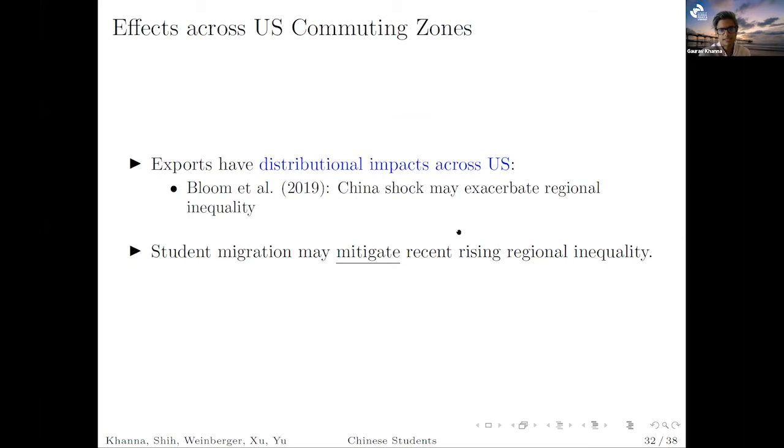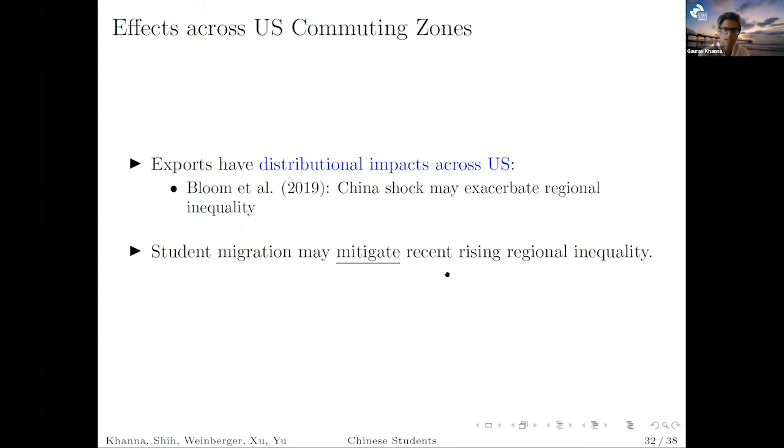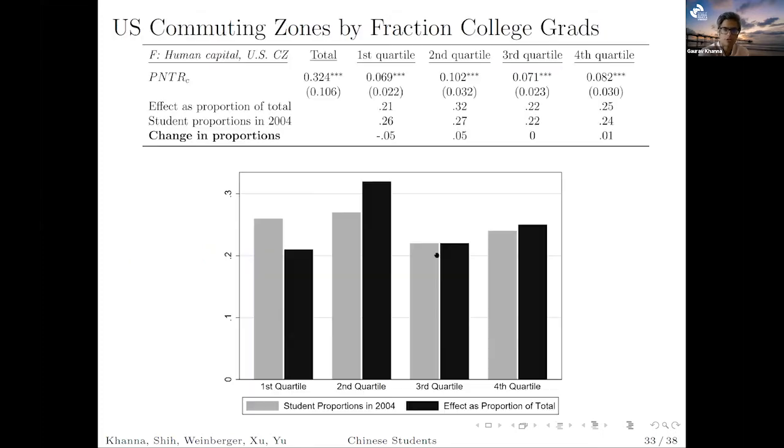What we actually find instead is that if you divide the US by commuting zones, related to what fraction of adults in those commuting zones are college graduates, you see that these students are really going all over the country, right? So they're going to the Midwest, they're going to schools in Michigan and Iowa, they're going to Purdue and Minnesota and UPenn and Penn State. So it's mitigating these regional inequalities that might have been exacerbated by the China shock, right?